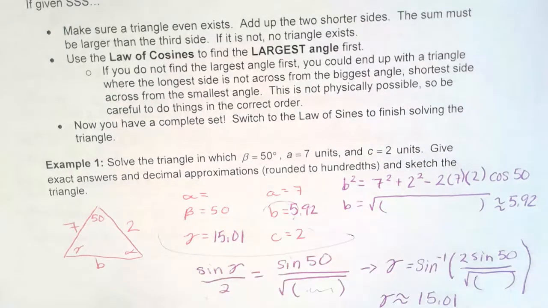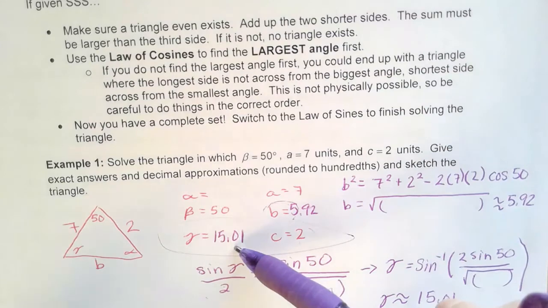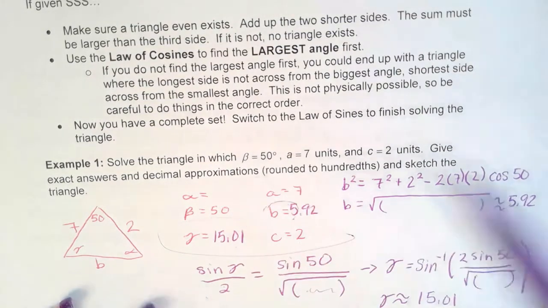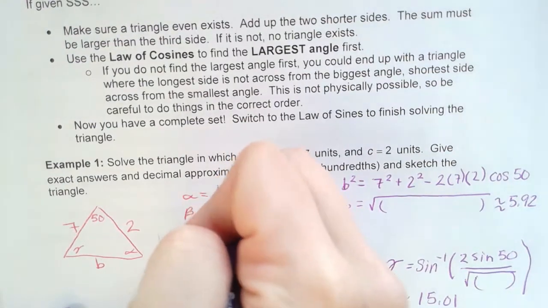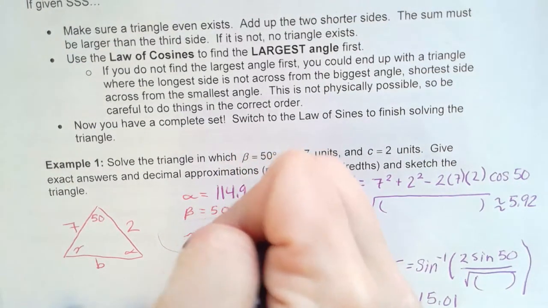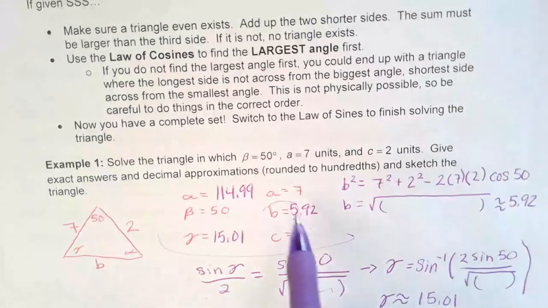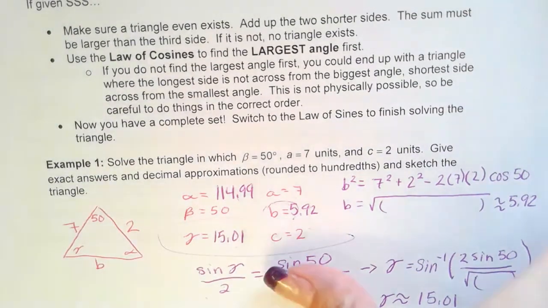15.01, and that makes sense, guys, right? It's the smallest side, so it must be the smallest angle. And of course, now that we have 2 angles, how do we find the third? We find it by subtracting those 2 from 180, and we get 114.99. Let's make sure. Look, longest side, longest angle, biggest angle. All right, let's try the next one.